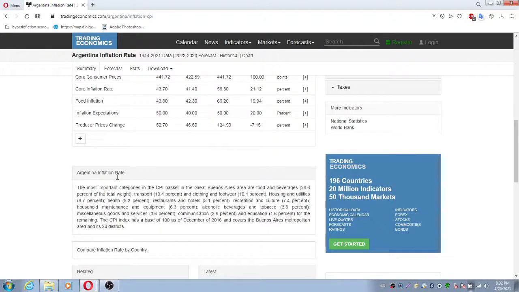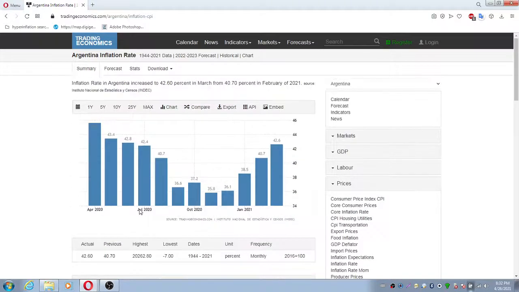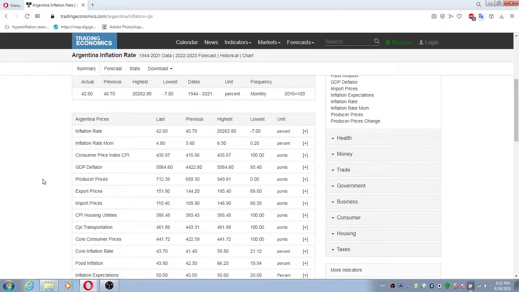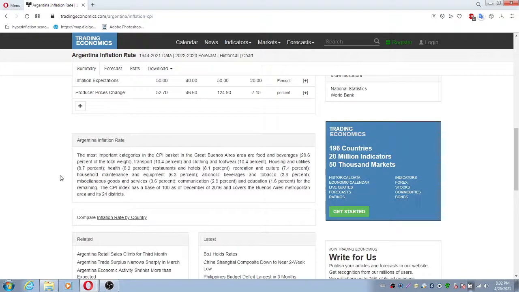Now, what I like about this info box under Argentina inflation rate is they actually explain the CPI basket in the greater Buenos Aires area. So it looks like this inflation rate is actually only measuring the metro area of the capital, which is quite interesting. So you're not capturing inflation out in the rural areas, and it may be that those rural areas aren't using money as much as the people in the city, because cities are heavily dependent on money and markets, etc.